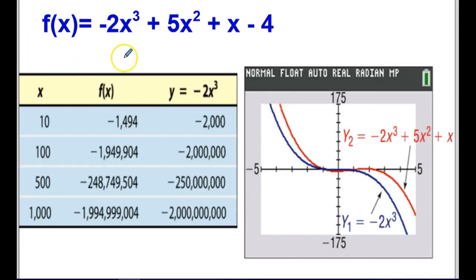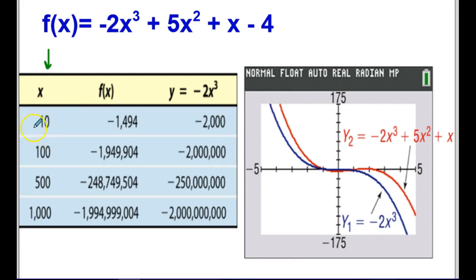So let's look at this one. Okay, so we can do this. Here's my function. I have a negative 2x cubed plus 5x squared plus x minus 4. So what I really want to do is test this out to see what the end behavior looks like as x approaches infinity. In order for us to test what our end behavior is going to look like as we approach infinity, we grab some x values.